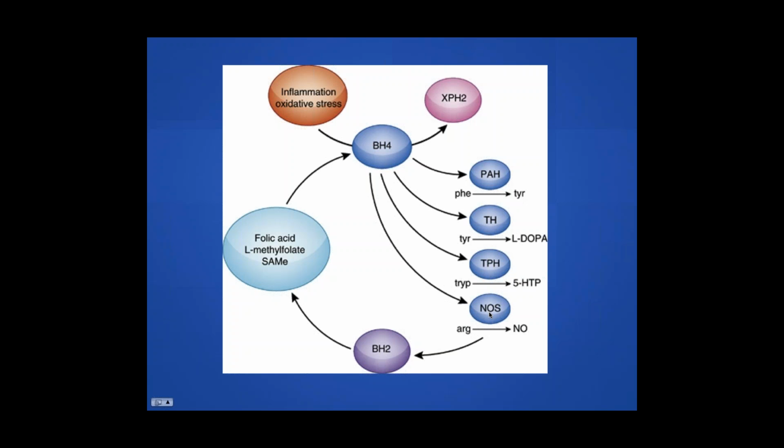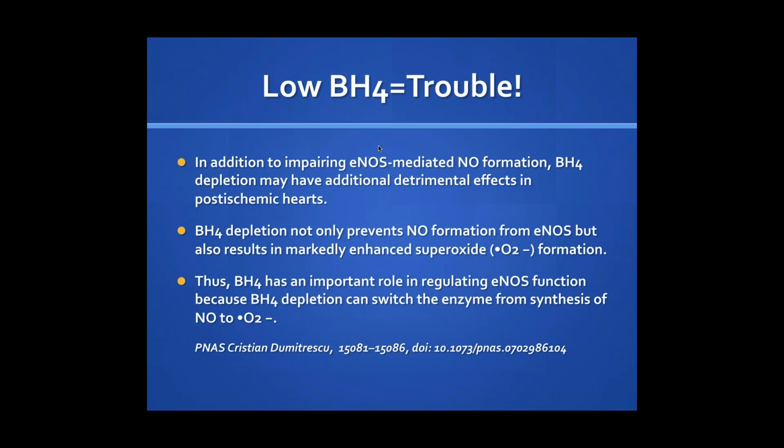So you can see how critical this molecule is in this whole pathway. And it's all involving this folic acid, L-methylfolate, and SAMe. And we know that SAMe is our major methyl donor. It's what we're trying to make through the methylation pathway. We have to have SAMe in order to make BH4. So you can see how this is all tying in together with where we've gone before in the methylation pathway. So low BH4 then equals trouble.